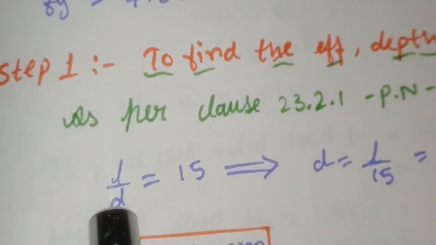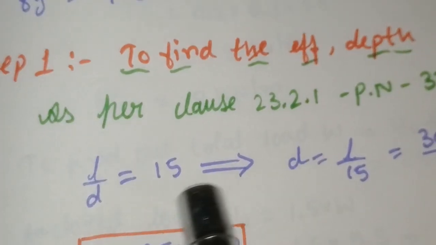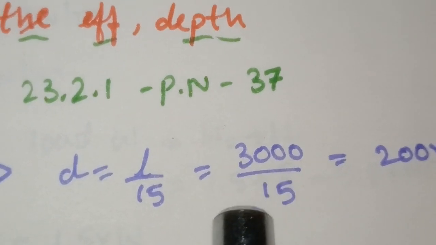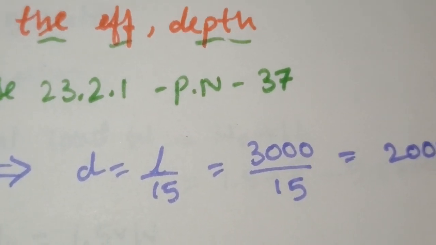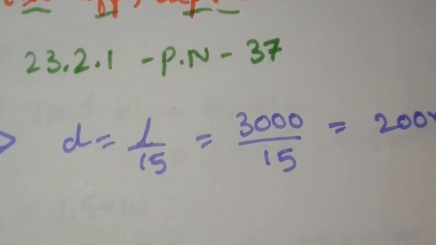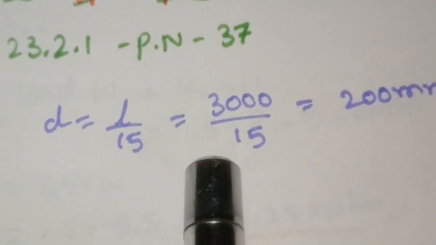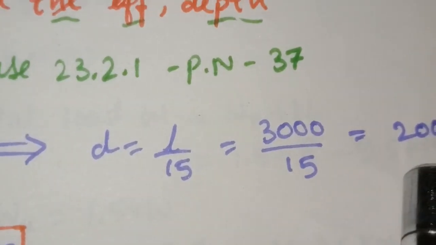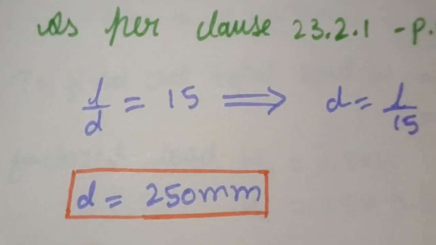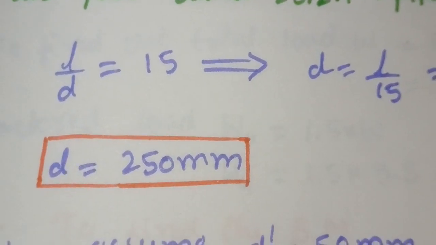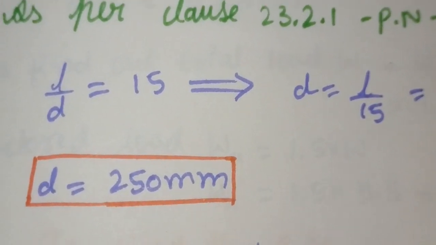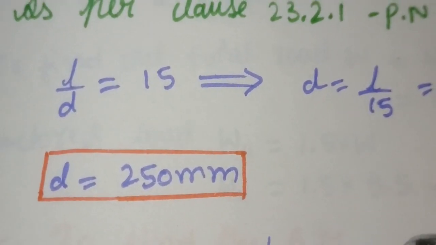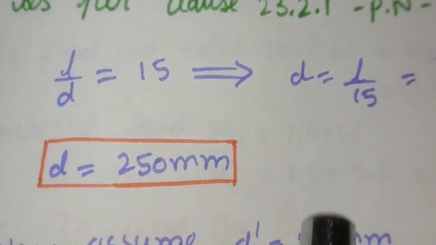Now we need to calculate the effective depth. I have rearranged it, moved D to here: D is equal to L divided by 15. L is nothing but clear span, they have given 3 meter, which is 3000 mm, divided by 15. Substitute all the values and simplify, we'll get our D value as 200 mm. Next, I'm taking D as 250 mm. In RCC, calculated values are often adjusted to some standard dimension, so I'm making D as 250 mm.